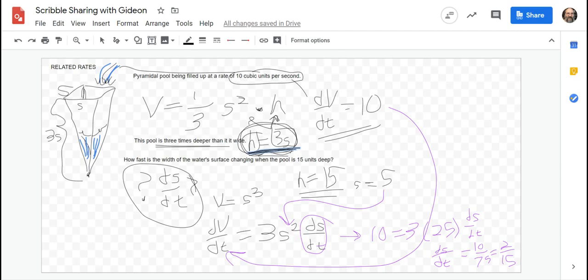So substitute algebra first, take the time derivative, substitute in the numbers you know for all the variables, and solve for the one that you're being asked about. That's all it is for just about any related rates problem.